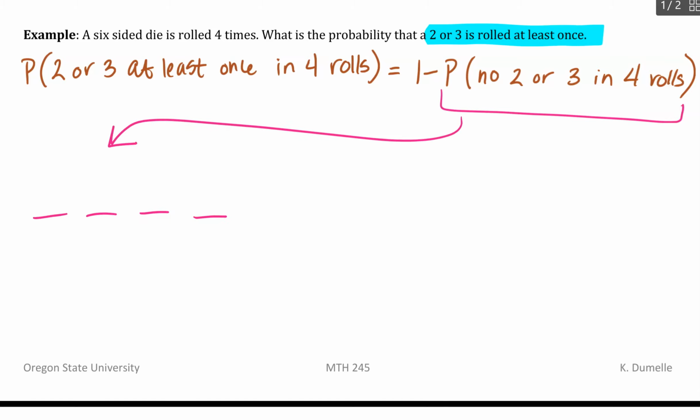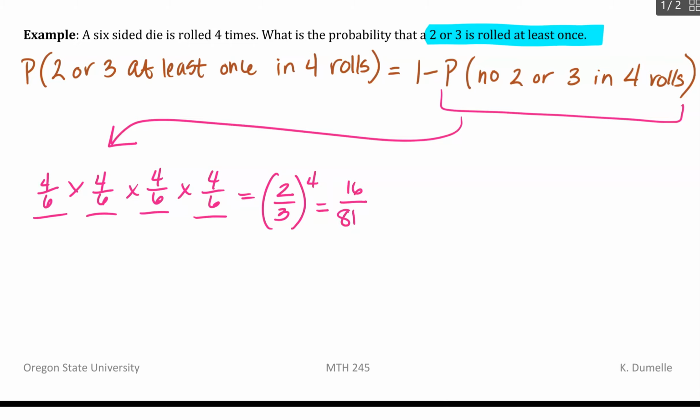1, 2, 3, 4. There's our 4 rolls, and we do not want to get a 2 or a 3. That means we could get a 1, a 4, a 5, or a 6. So we have 4 other options out of our 6. And since they're all independent rolls, we can multiply them together. So we could have reduced this fraction down to 2/3, and we're multiplying it by itself 4 times. And when we do that, we get 16/81. So that's the probability that we get no 2 or 3.